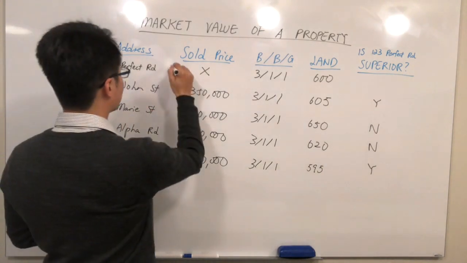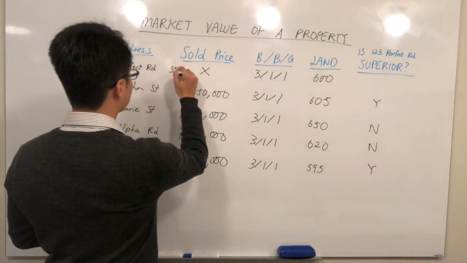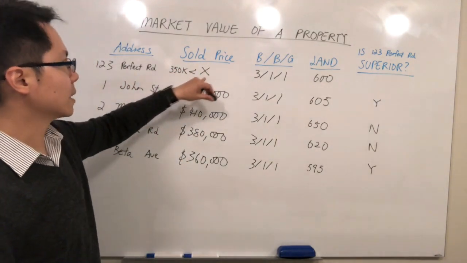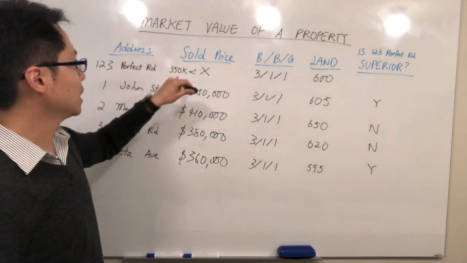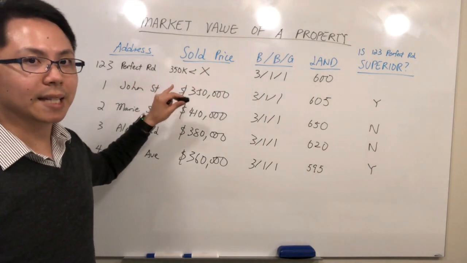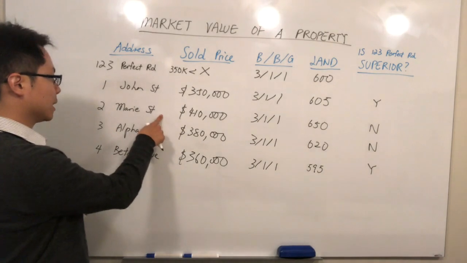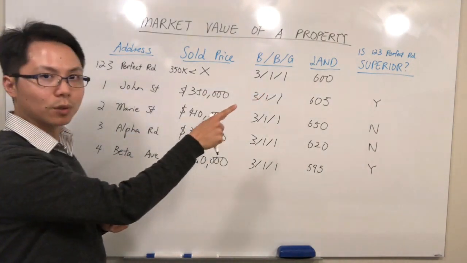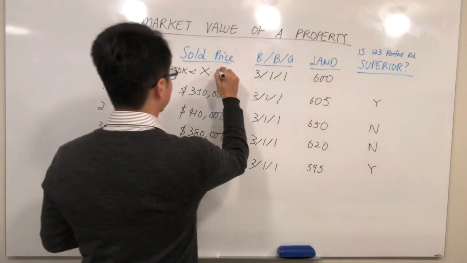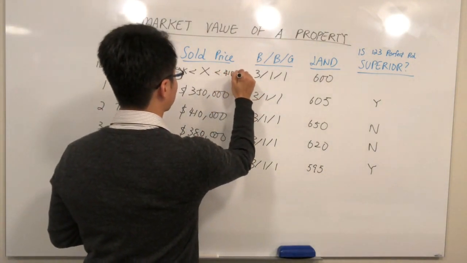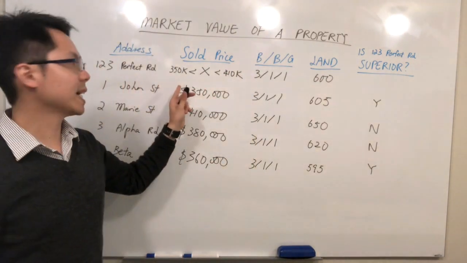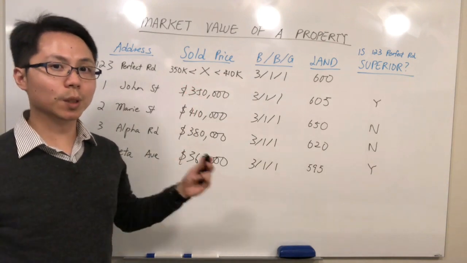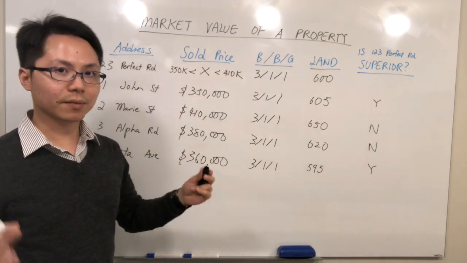So therefore, using a simple mathematical formula, x is greater than 350k. So in other words, we know that the market price of this property would lie above 350k based on our research. We then look at our second set of data. Number 2, Mary Street, 410k. Is 1 to 3 Perfect Row superior? No, okay. Well, again, representing using a simple mathematical formula, x is now between 350k and 410k. Do you see now we actually derive a range, even though it's a very broad range, but at least we've got something that we can work with.